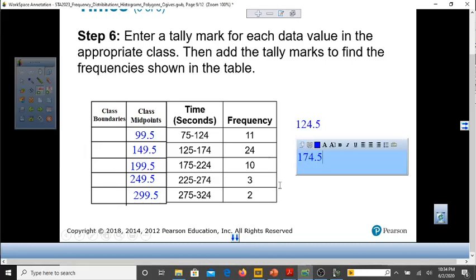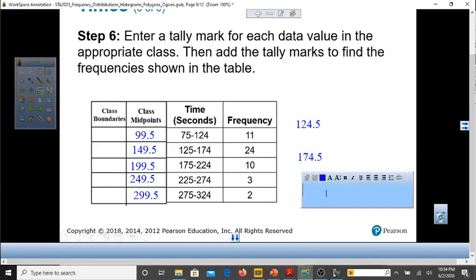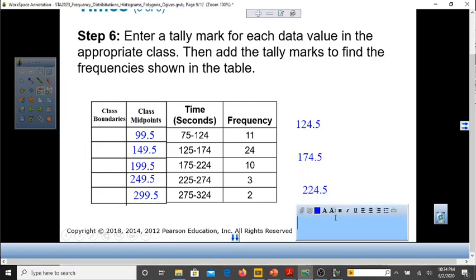The next one would be 224.5. And then the next would be 274.5. And as you can see, the class boundaries are all separated by 50.